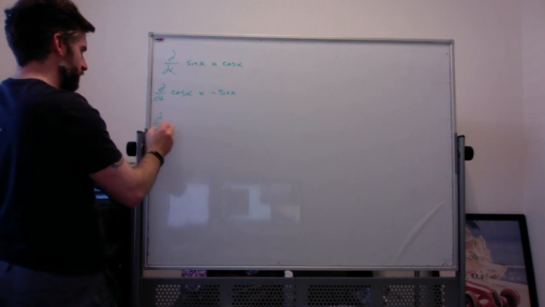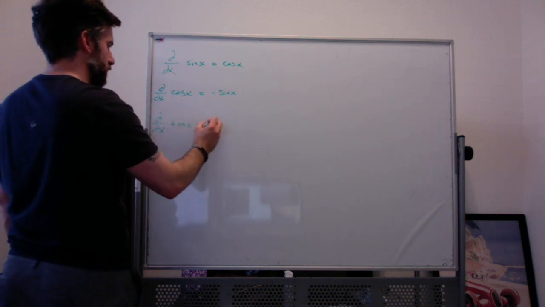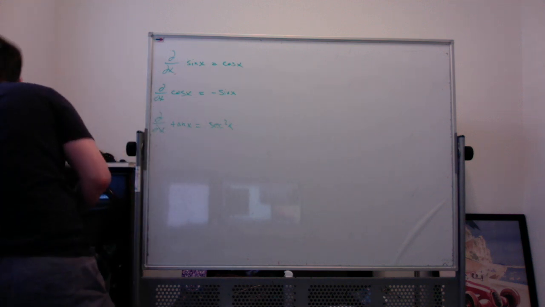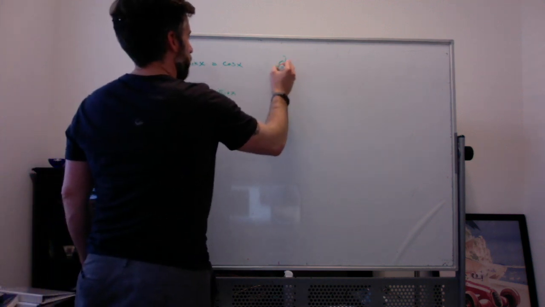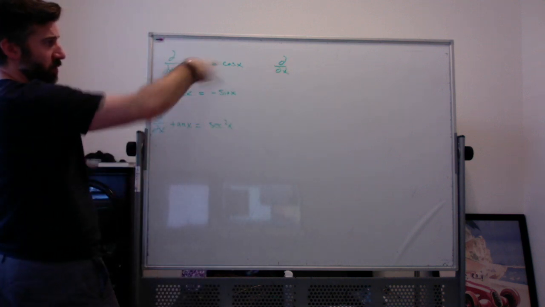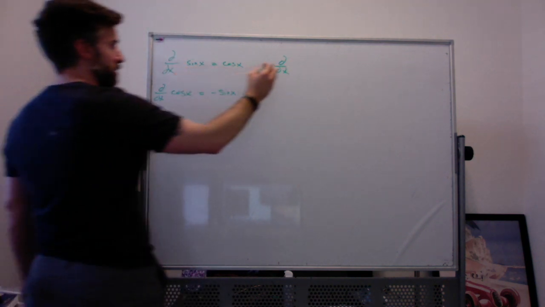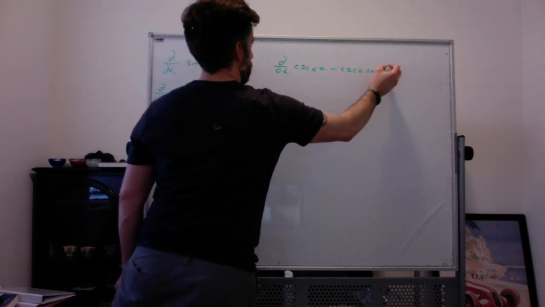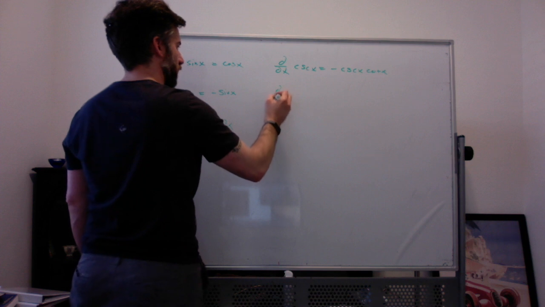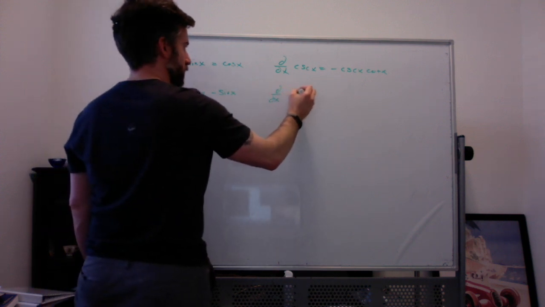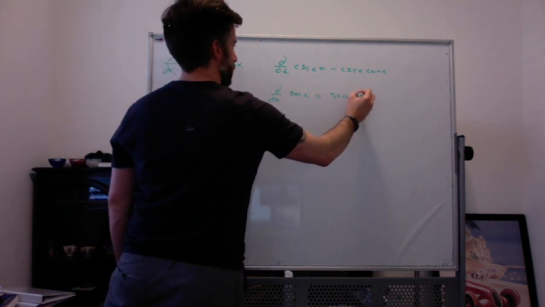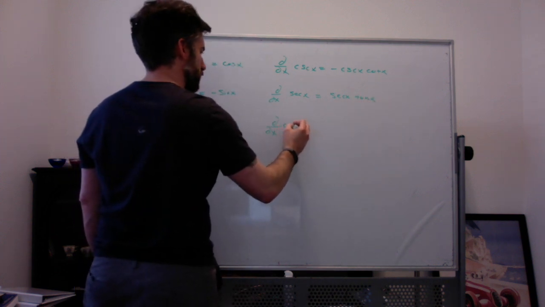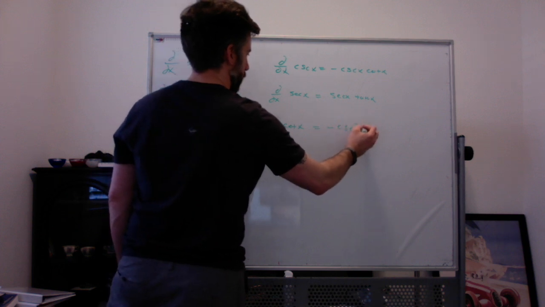Derivative of tangent x is secant squared x. Another good one. Derivative of, we usually write the reciprocal functions next to each of these functions. So the reciprocal of sine is cosecant. Derivative of cosecant x is negative cosecant x cotangent x. Derivative of the reciprocal of cosine, secant of x, is secant x tangent x. And lastly, the derivative of cotangent x is negative cosecant squared x.